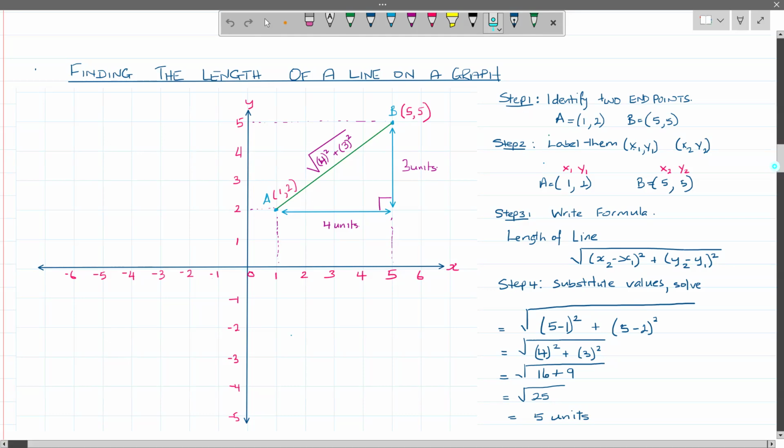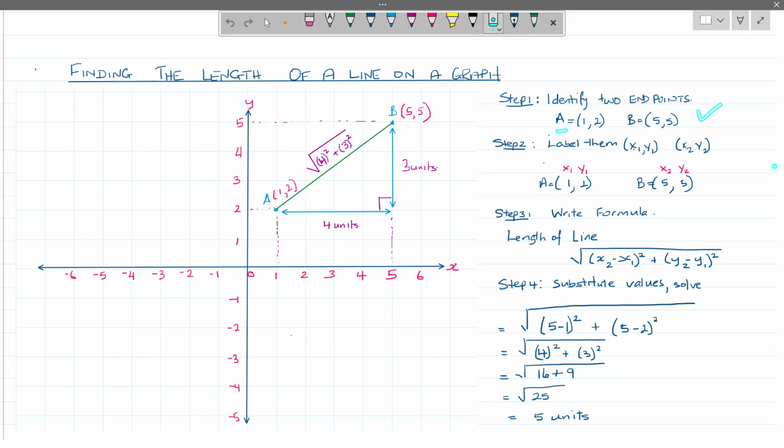Once you identify the endpoints of the line, in this case A and B, I want you to label them. Now remember, the coordinate of a point is made up of an x and a y coordinate. But we have 2 coordinates here. So I am labeling one x1, y1 because that's my first point. And the other one I'm labeling x2, y2. This line here is important because the formula is quoting x1 and y1 and x2 and y2. So I want you to visually be able to see what number is x1 and what number is y1.